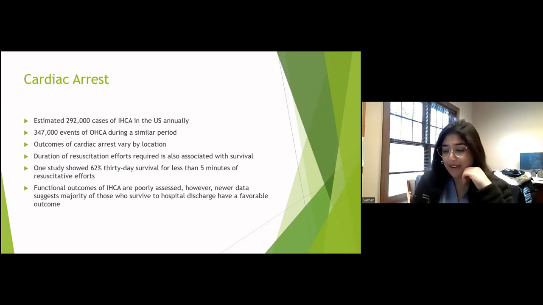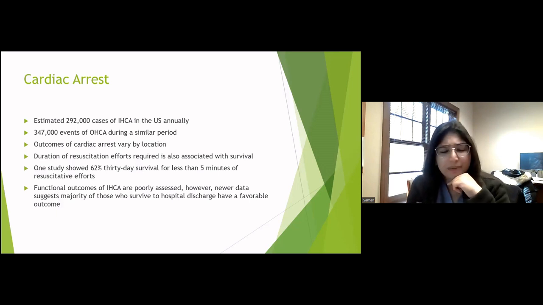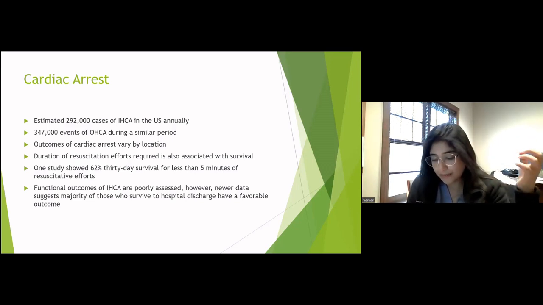In the US, we have an estimated 292,000 cases of in-house cardiac arrest in adults every year. The pediatric number is about 15,200. And just to put that into perspective, that's an average incidence rate of 10.16 per 1,000 hospital admissions. If we look at a similar period of time, the out-of-hospital cardiac arrest is about 347,000. Throughout this presentation, I will be focusing more on in-hospital cardiac arrest, just because that's where we have the majority of our data. And we've had published observational studies that talk about the causes and then the outcomes of in-hospital cardiac arrest.